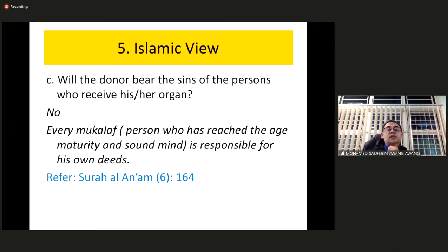Will the donor bear the sins of the person who receives his or her organ? The answer is no, because according to Surah Al-An'am, every mukallaf, a person who has reached the age of maturity and sound mind, is responsible for his own deeds. Meaning, it has nothing to do with the physical organ. If you are bad, or if you are good, it has nothing to do with the organ that you receive. Okay?